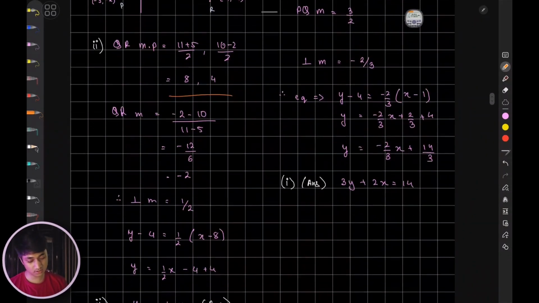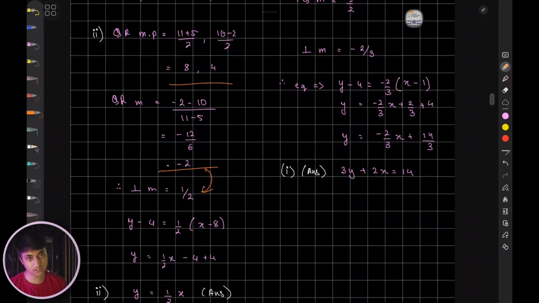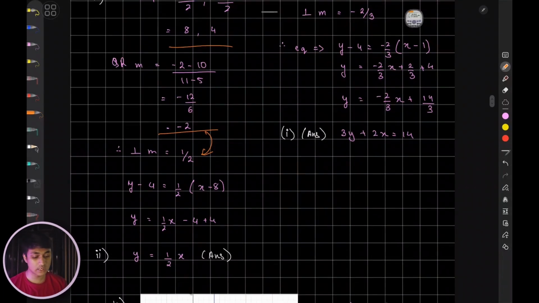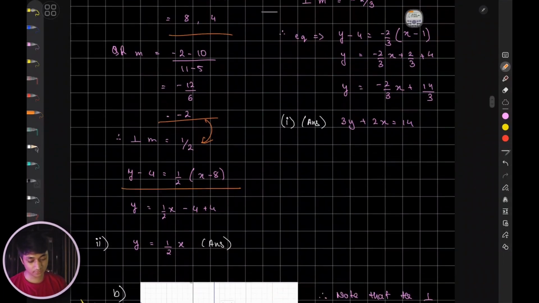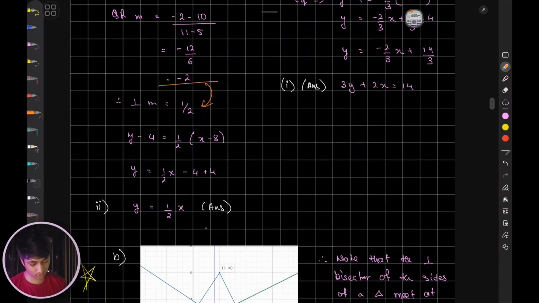Next one, QR, same type of question. Find the midpoint, find the gradient. The negative reciprocal is going to be the gradient of your perpendicular bisector. Form the equation. Either keep it as it is, as a fraction, or write it as 2y equals x. No problem.